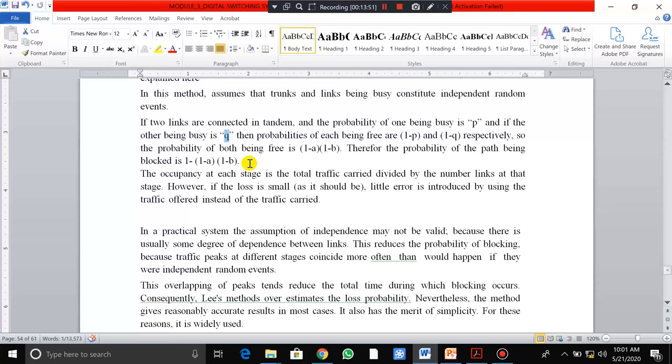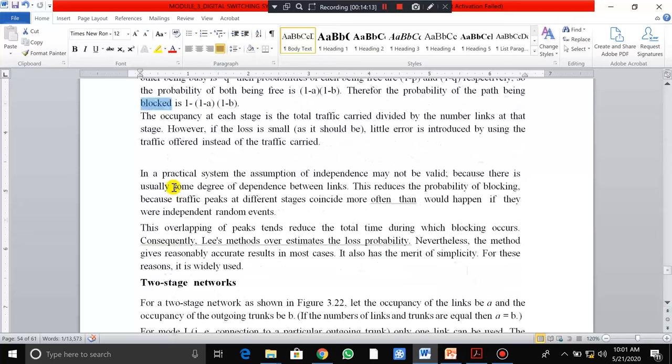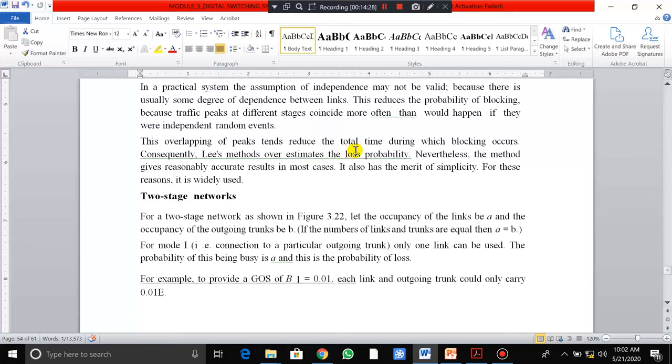And the probability of both being free is 1 minus A into 1 minus B. Therefore, the probability of the path being blocked is 1 minus (1 minus A)(1 minus B). Okay. The occupancy of each stage is the total traffic carried divided by the number of links at that stage. In a practical system, the assumption of independence may not be valid because there is usually some degree of dependence between the links. This reduces the probability of blocking. This overlapping of peaks tends to reduce the total time during which blocking occurs.